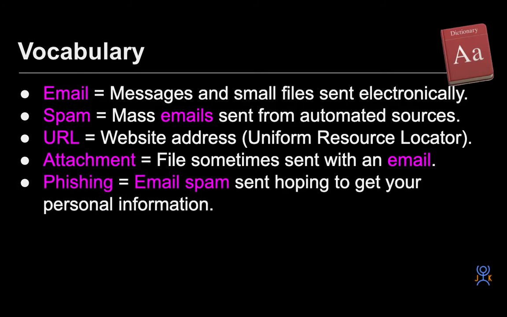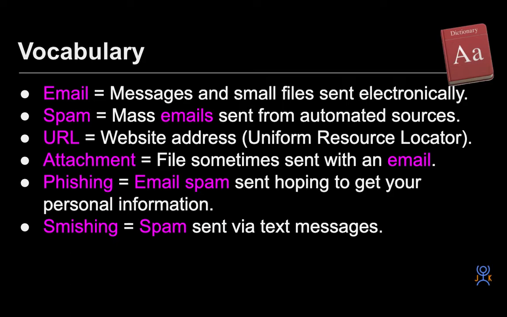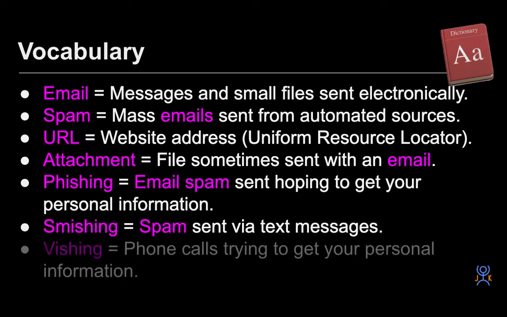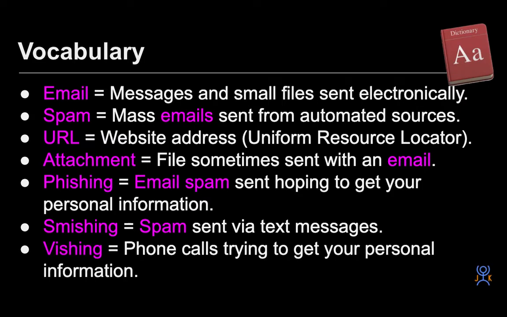Phishing is email spam sent hoping to get your personal information, so that's the ultimate aim. Smishing is spam sent via text messages, so like phishing but in a different medium, text messages. Vishing is phone calls trying to get your personal information. So smishing and vishing are different forms of phishing.